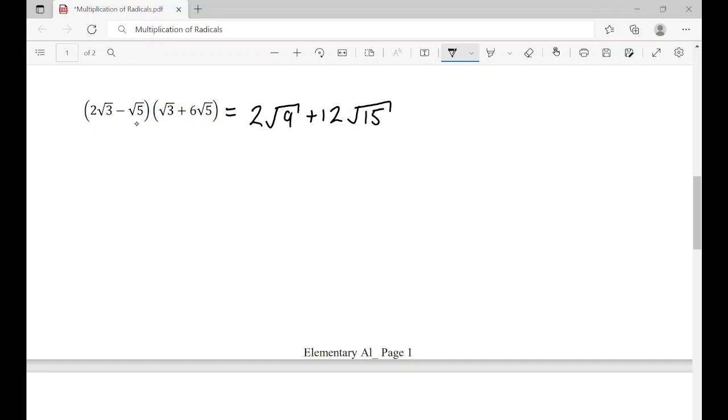And now we're going to do these two, so it's going to be a negative root 15. And now we're going to do these two, which will be a negative 6 root 25.